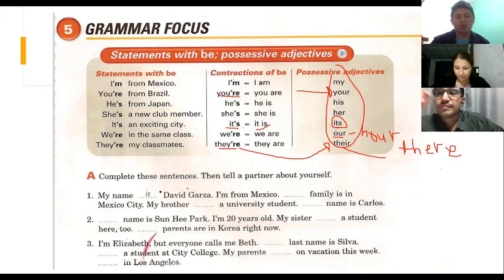Okay. All right, so what you're going to do right now, Frank and Rosa, you need to fill in the blanks with the verb be or with the possessive adjective. For example, Frank, you can say, I'm going to do the first one, and you, Rosa, you do the second one, and let's do the third one together. You can take turns reading. You can go, my name is David Garza. I'm from Mexico. It's in Mexico City, my brother. And if this is speaking, you don't have to write anything if you don't like.